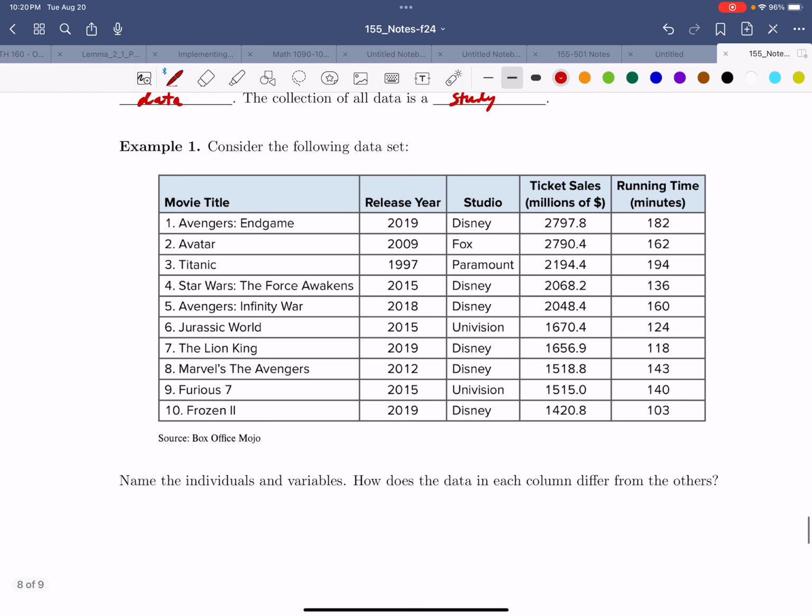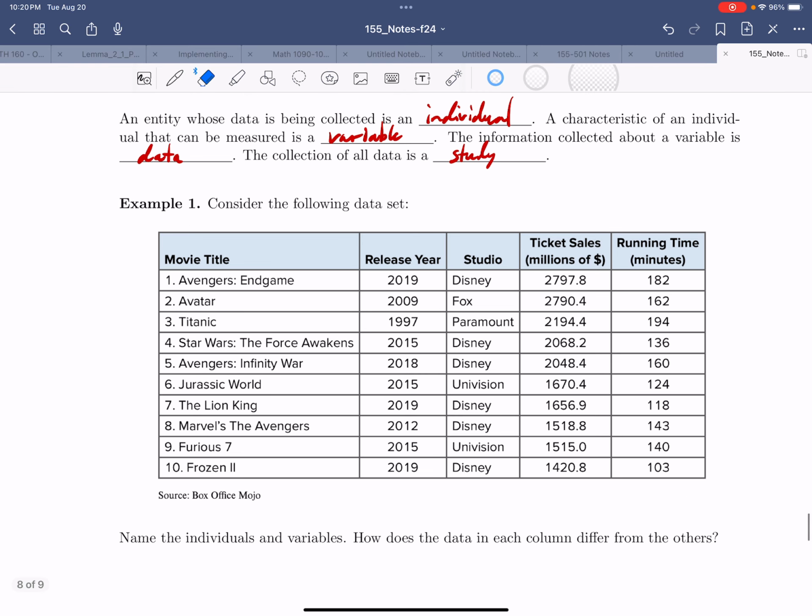Right. So let's take a look at this. I got this one, by the way, from question 58 in the book. What are the individuals? What are the variables? The individuals will be highlighted in yellow. The variables will be highlighted in green. The individuals are the movies that we're considering, right? These guys. Those are the individuals.